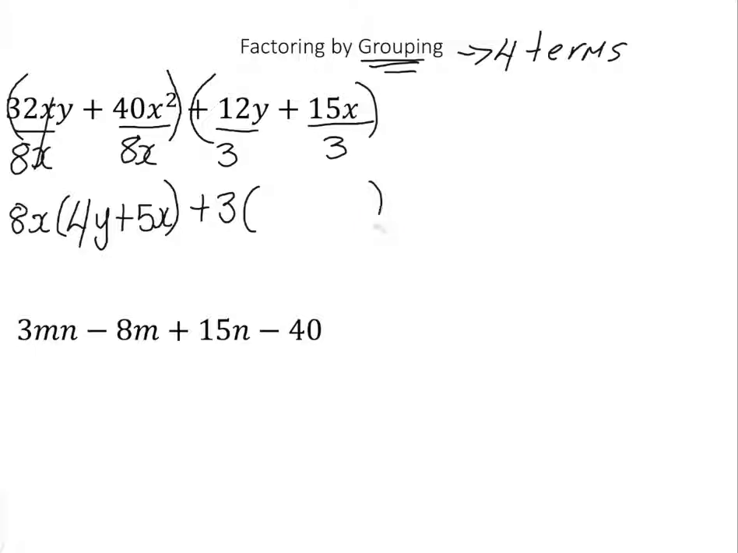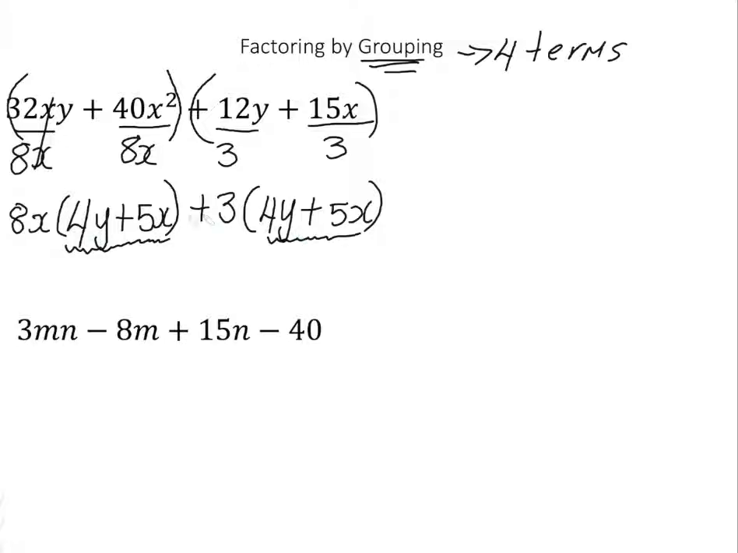I'm going to go ahead and divide to get what's inside the parentheses. 12y divided by 3, 4y, plus 15x divided by 3, 5x. How do you know you're on the right track? Here's a little hint. Whatever is in these two parentheses must be identical. If they are not identical, you need to start over.